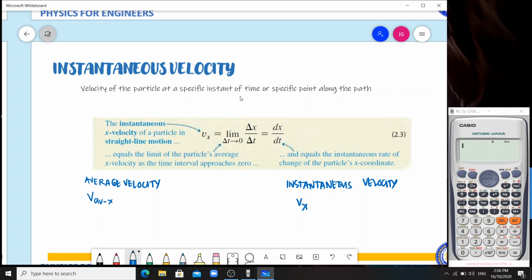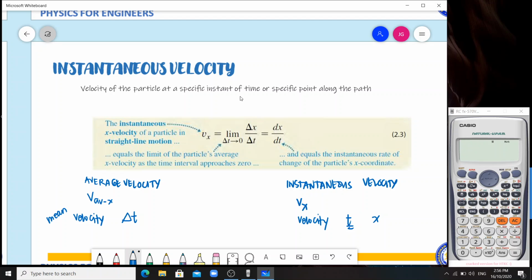Pag sinabi nating average velocity, ito yung velocity niya or average mean velocity niya at the given time interval or delta t. Okay? Pag sinabi naman nating instantaneous velocity, ito yung velocity at a certain point of time. O halimbawa, at point x, ito yung velocity niya. At this time, ito yung velocity niya. Ito naman is the average velocity from, let's say, time 1 to time 2.